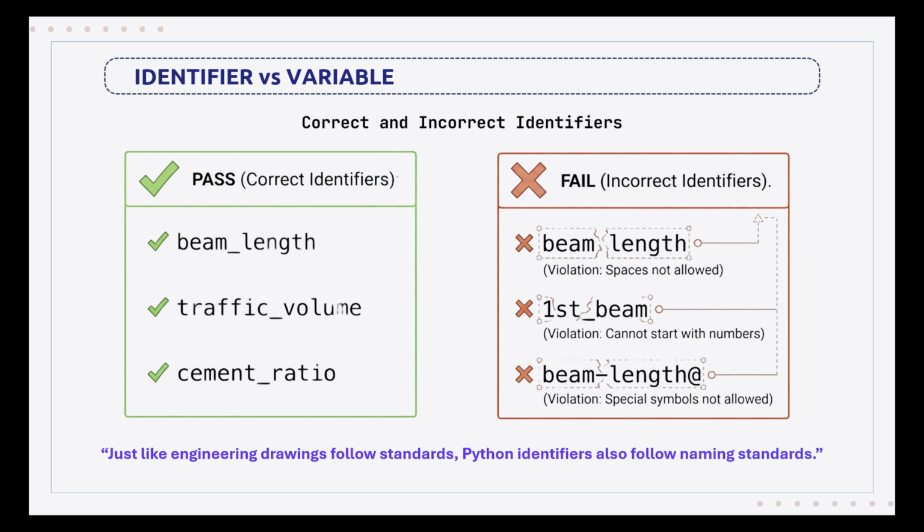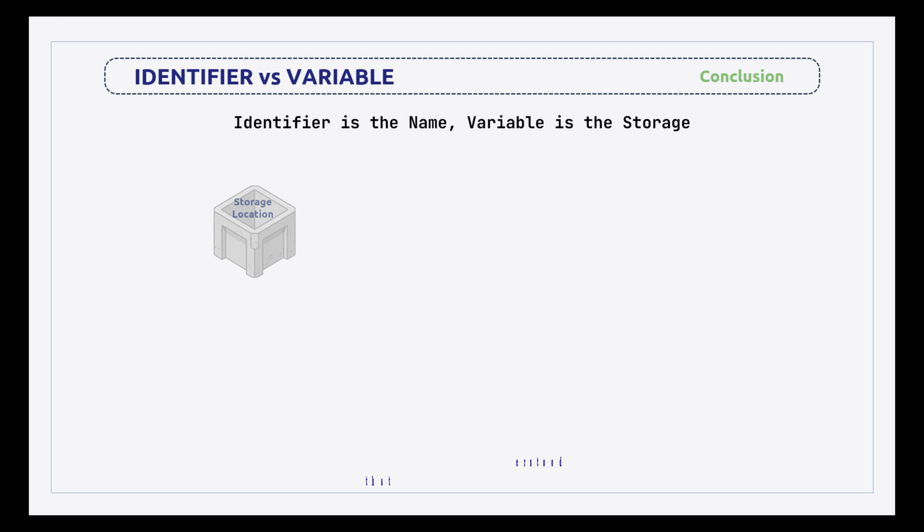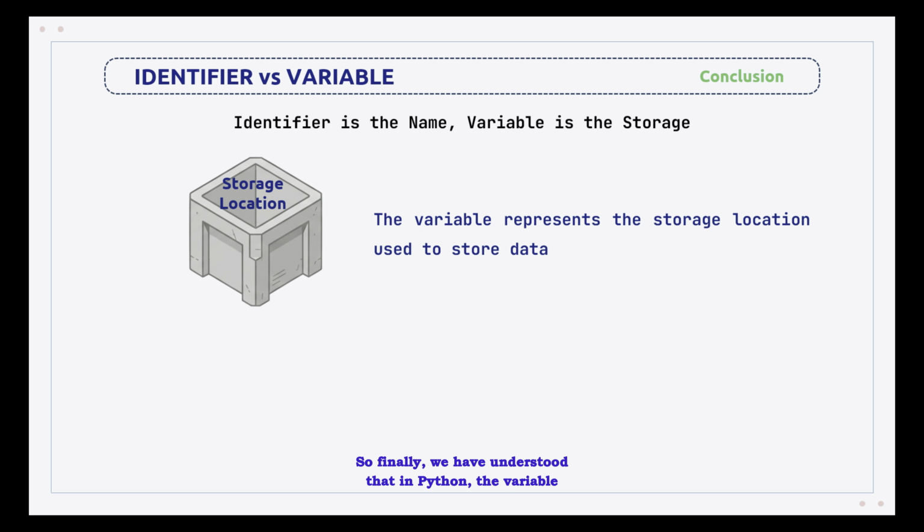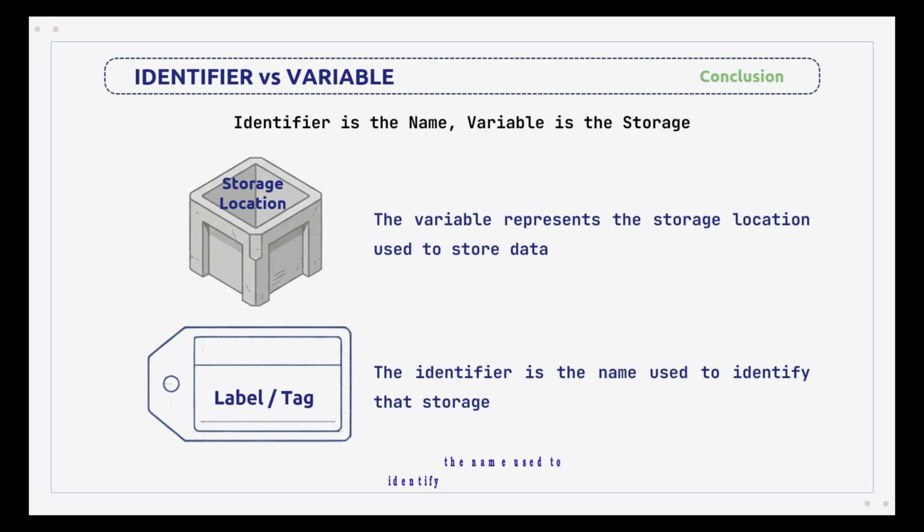So you can say, just like engineering drawings, we have to follow some standards. In Python also, identifiers follow naming standards. So finally we have understood that in Python, the variable represents the storage location used to store data, and the identifier is the name used to identify that storage. Just like a laboratory container stores material and the label identifies the container.